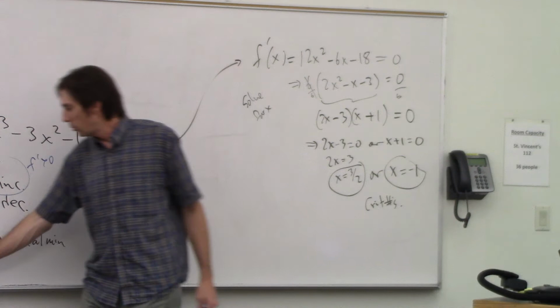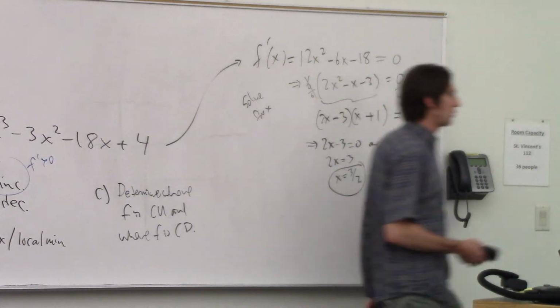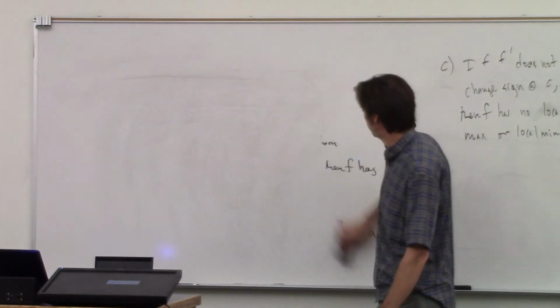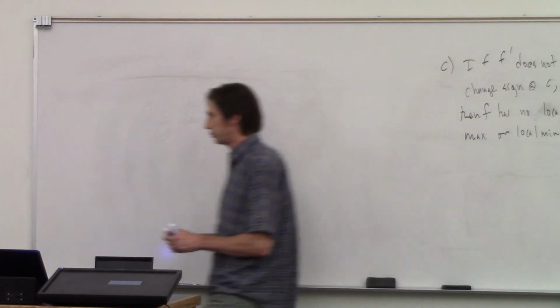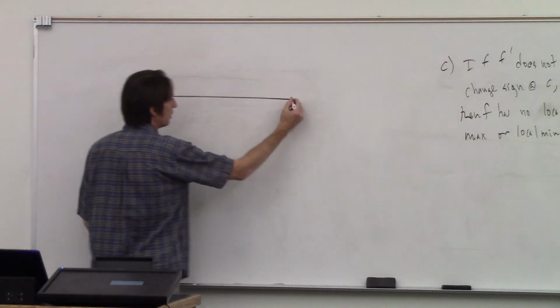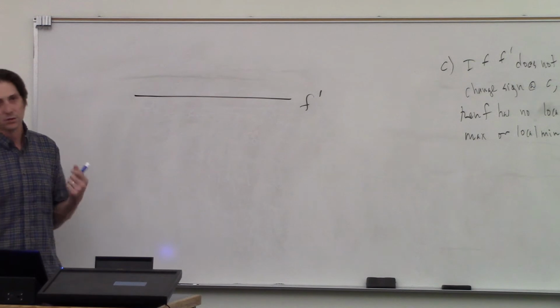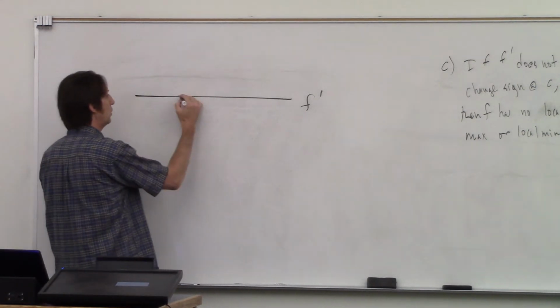When I solve a problem like this, I locate my critical numbers, and then I make a number line for the first derivative. Alright, so here's my real number line. I'm going to label it f prime. I want to stick the critical numbers on the number line in the right order.